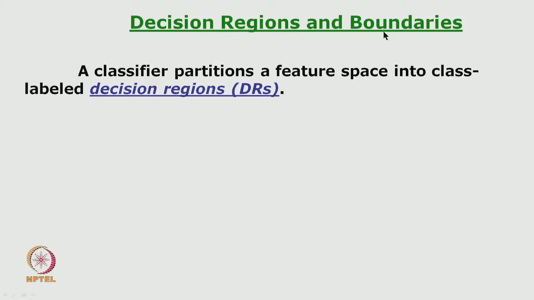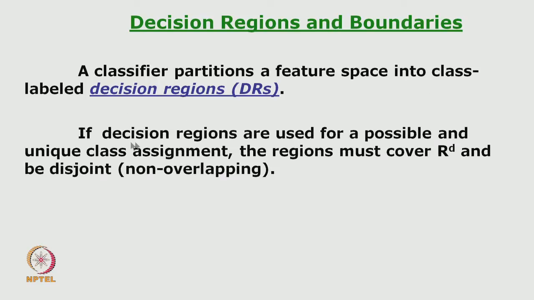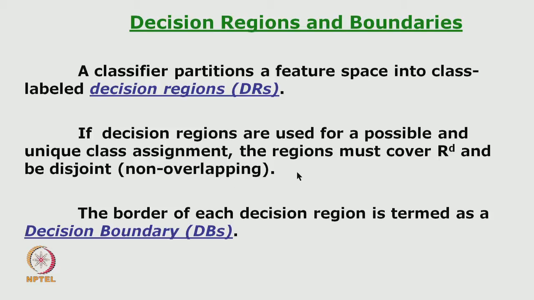So, continuing with discussion on DRs and DBs, a classifier is expected to partition the feature space into class-level DRs or decision regions, and if decision regions are used for a possible unique class assignment, which it will be, then the regions must cover the entire d-dimensional space and must be disjoint or non-overlapping. These are certain desirable properties. The border of each decision region is termed a decision boundary. In fact, it is the border between a pair of adjacent decision regions. To be very precise, the border between 2 adjacent decision regions corresponding to 2 different classes or a pair of classes is called a decision boundary. Very rarely will you have a boundary encapsulating one class and on the other side no class. No, you have another class obviously, which does not belong to this particular class, which is encapsulated by the decision boundary.